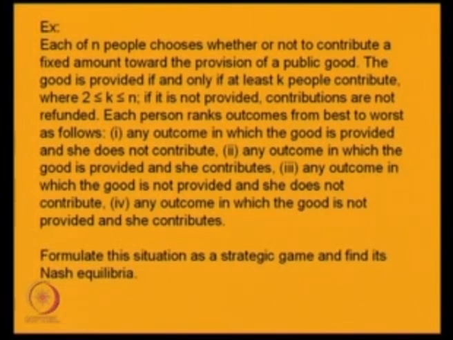Each person ranks outcomes from the best to worst as follows. First, any outcome in which the good is provided and she does not contribute. Two, any outcome in which the good is provided and she contributes. Three, any outcome in which the good is not provided and she does not contribute. And four, any outcome in which the good is not provided and she contributes. The question is, formulate this situation as a strategic game and find its Nash equilibrium.